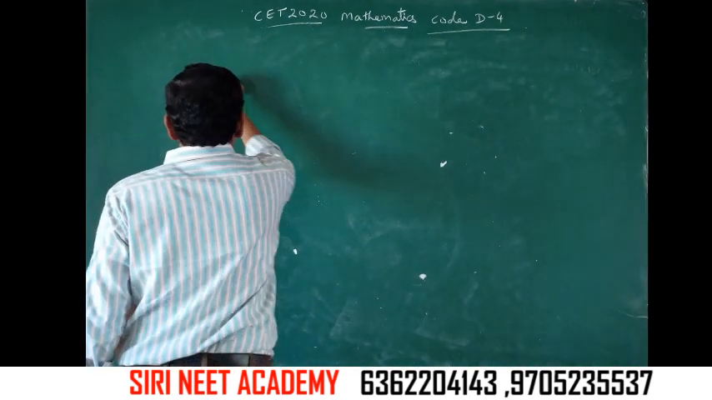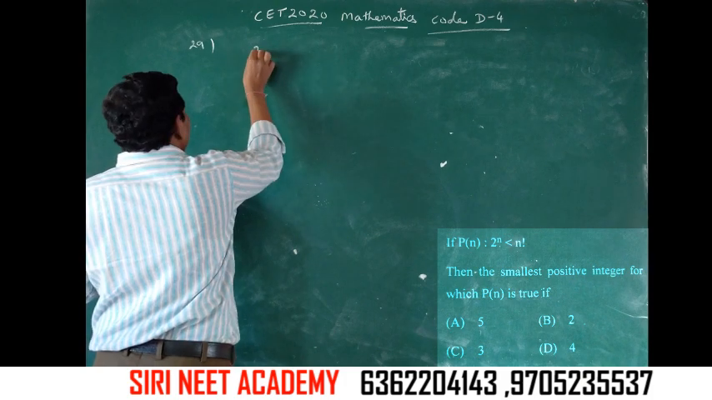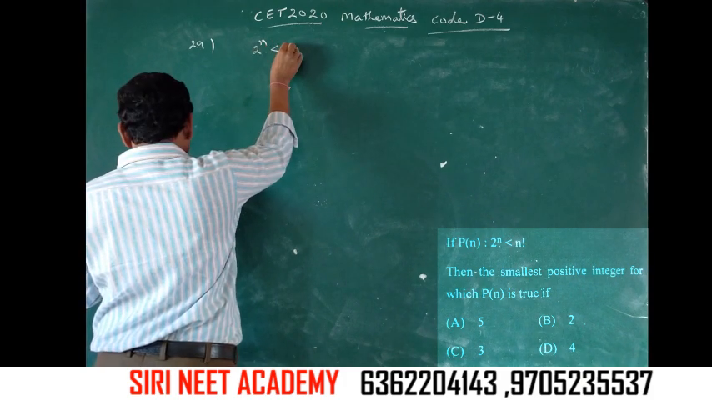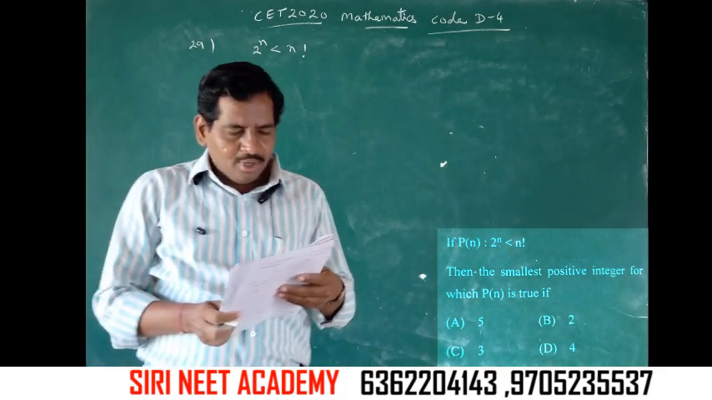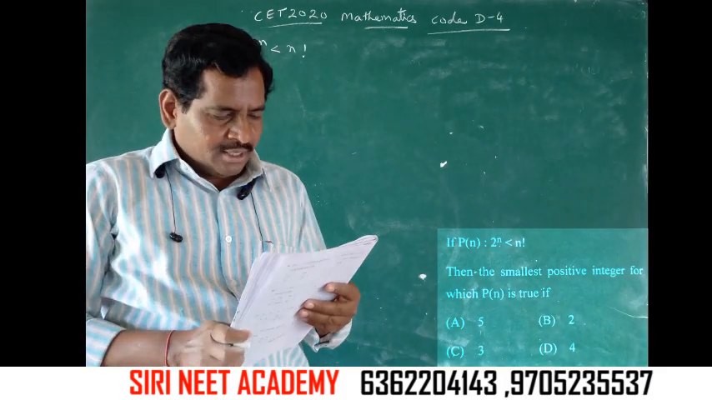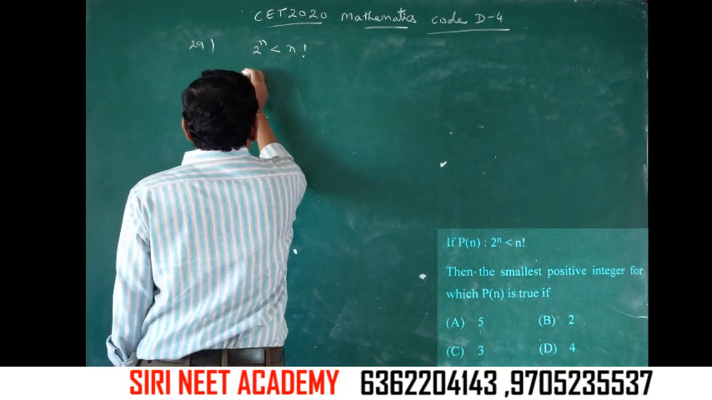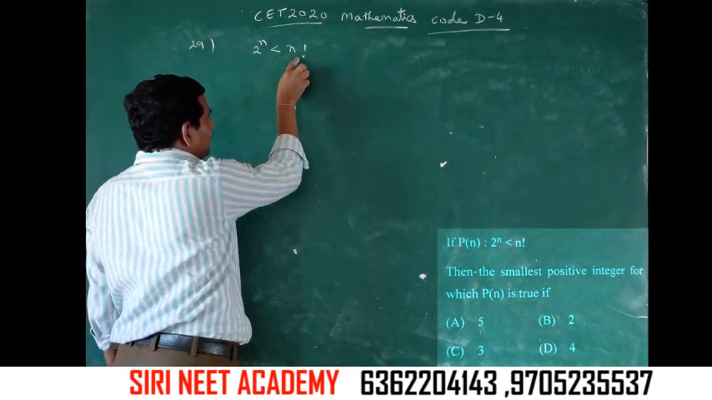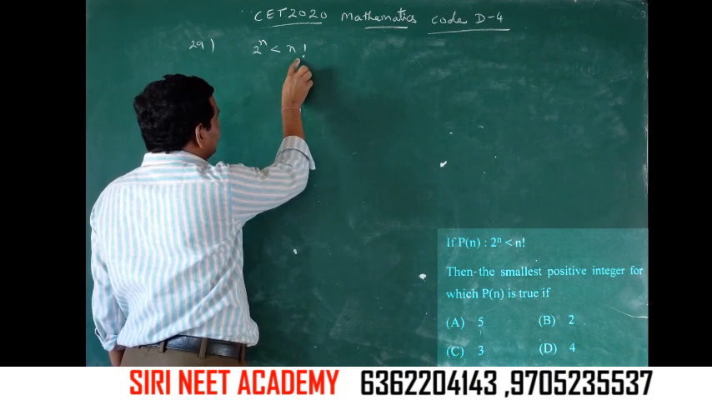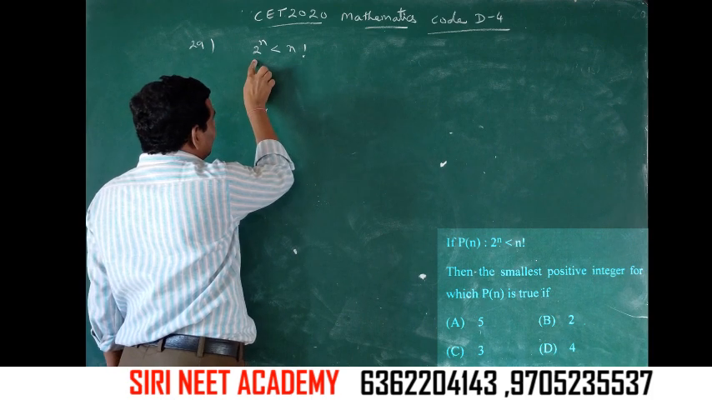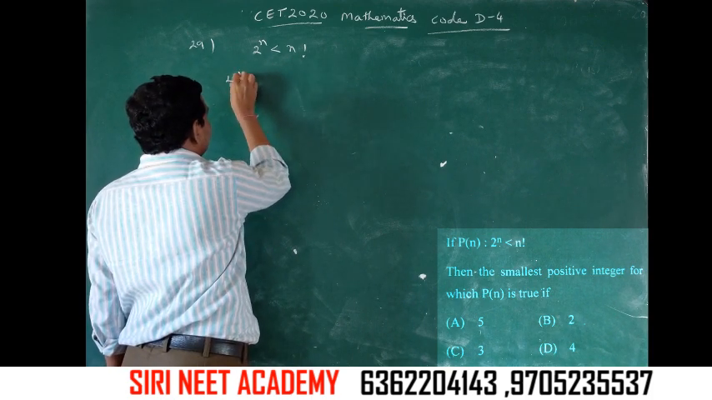Question number 29. The statement 2 power n is less than n factorial. Then the smallest positive integer for which P of n is true is. For n equal to 1, 2 is less than 1, wrong. N is equal to 2, this becomes 4, this becomes 2 only, wrong. N is equal to 3, this becomes 8, this becomes 6, again wrong. So let us try for n is equal to 4.